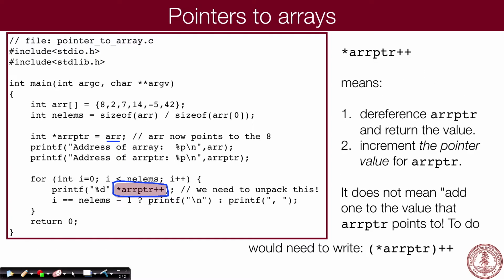This means dereference ARR PTR. That's what the asterisk means, and that binds very tightly to the variable. And it says, give me that value, and then increment the pointer itself to go to the next index. Okay? It does not mean add 1 to what ARR points to. In order to do that, you would have to put some sort of parentheses around this. Okay?